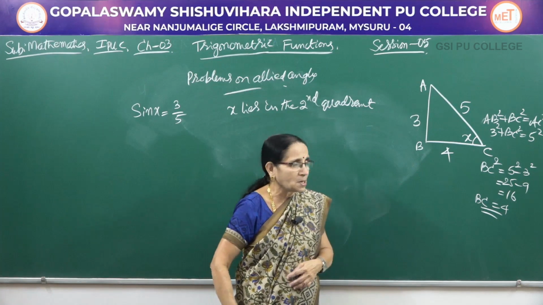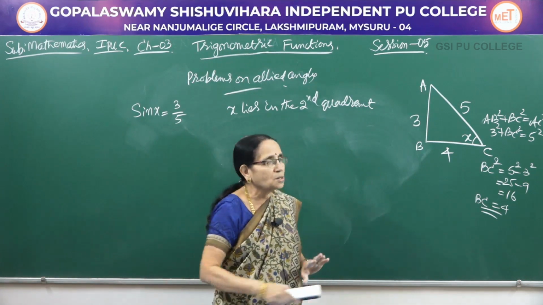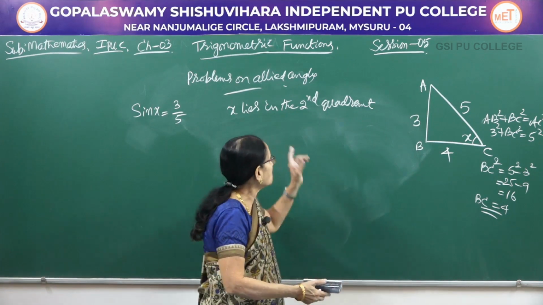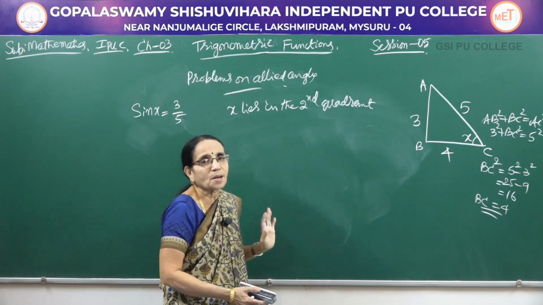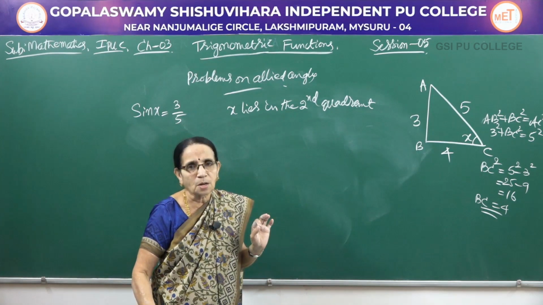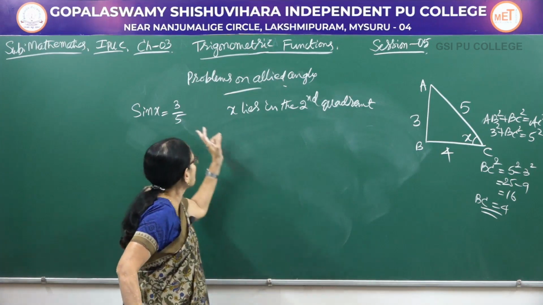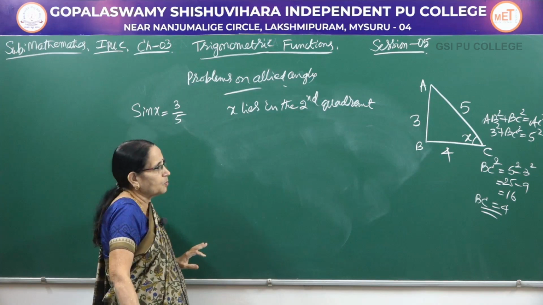So this side becomes 4 units. Here the unit is not important, whatever it may be, centimeter, inch or whatever it is. So BC is equal to 4. Here look at where exactly x is lying. X lies in the second quadrant. You know that sin theta, or sin x, is positive in the second quadrant. That is why the sign has been given as positive.